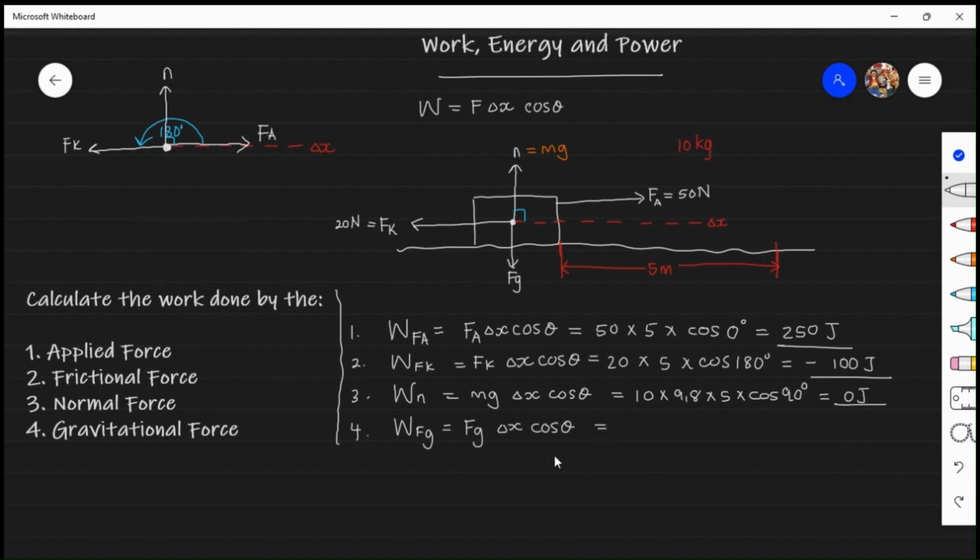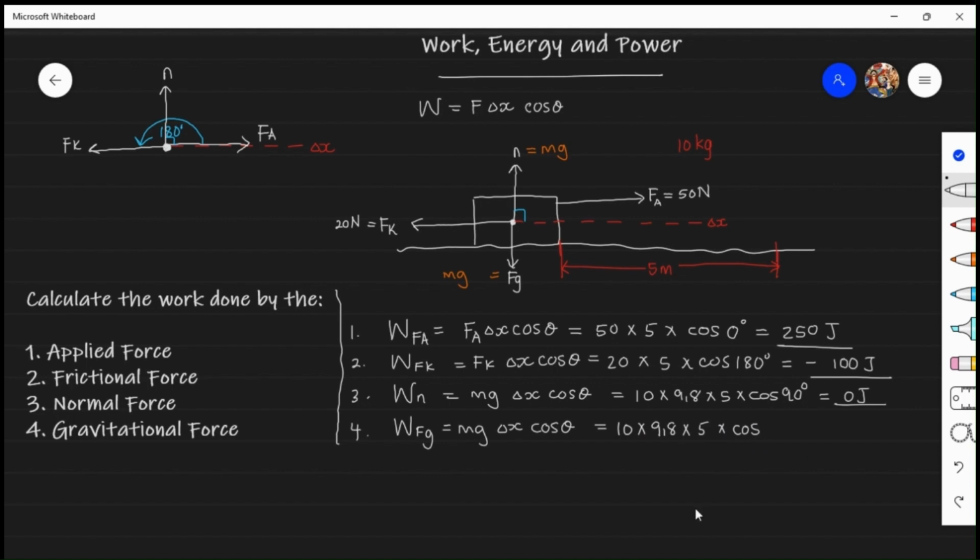Now, what is the value of Fg? How do we calculate Fg? We know that Fg is calculated by multiplying the mass times the gravitational acceleration. So, sub that in. Mass times gravitational acceleration. Our mass is 10 kgs times our gravitational acceleration of 9.8 times our displacement of 5 meters times cos of the angle.